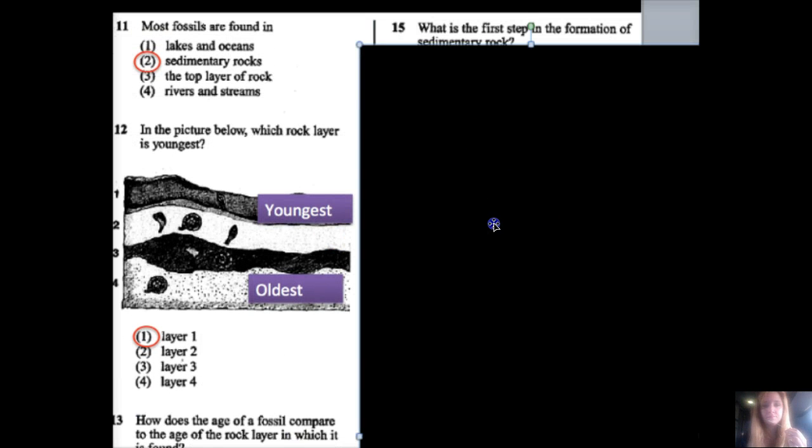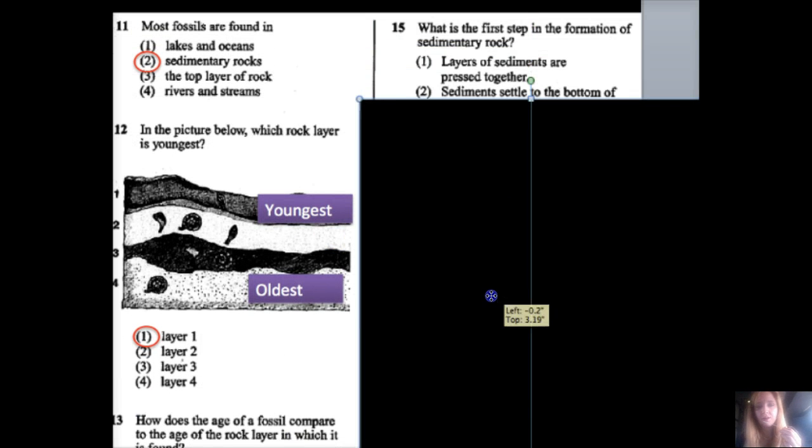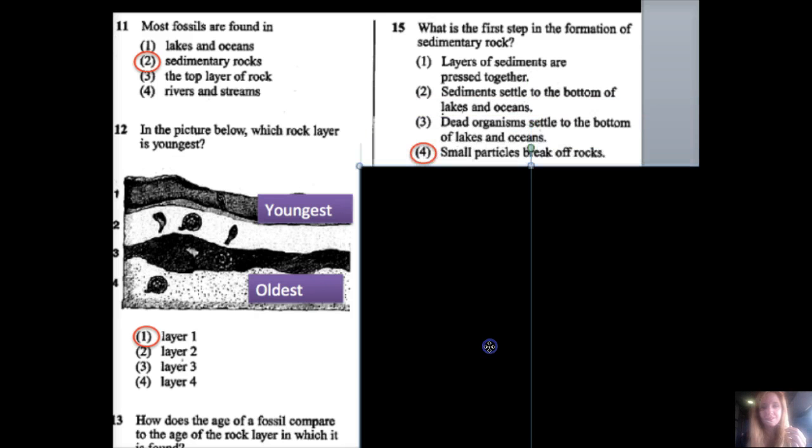Alright. Oh, and this is our time for our secret word. Our secret word is fossil. Alright, number 15. What is the first step in the formation of sedimentary rock? And it's number 4. Small pieces of rock break off. You need the sediments to make sedimentary rock.